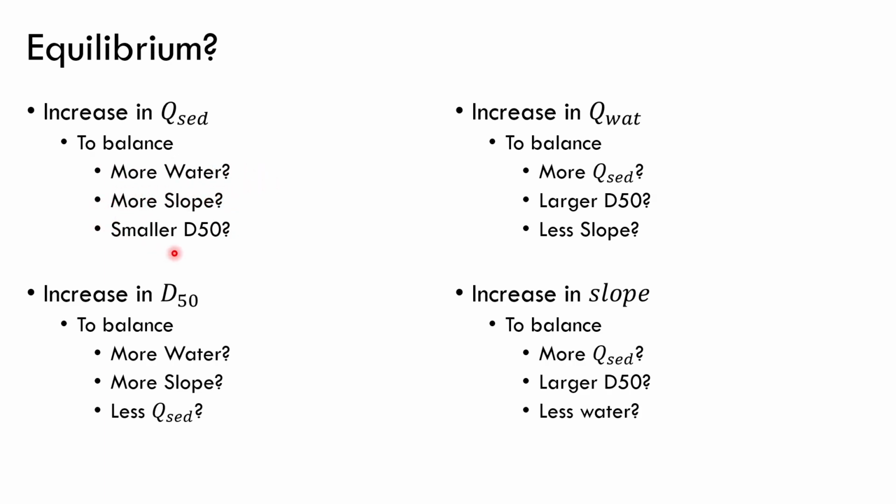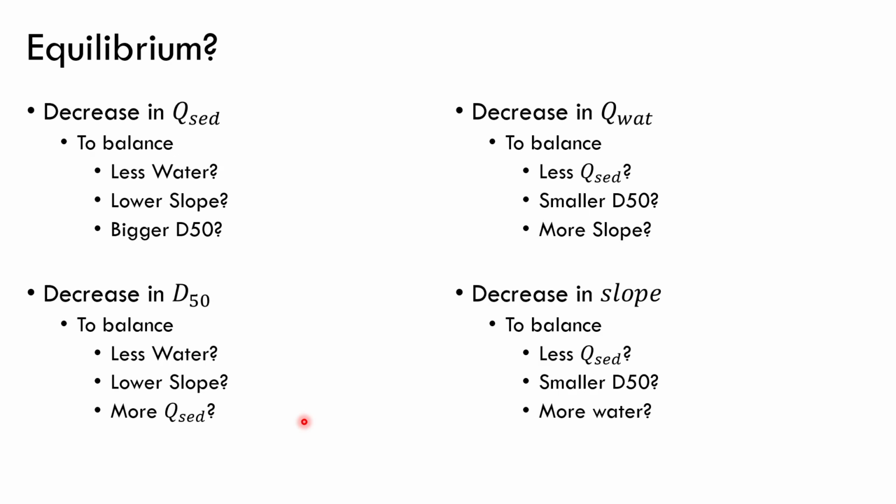So our real likely scenarios here are that we're going to either have to increase our slope to be able to move that much more sediment, or somehow get a smaller sediment size, which might not happen either. So in this case, slope is probably our best bet to change this. Okay, and I'll let you guys go through these other ones to think about conceptually what might happen.